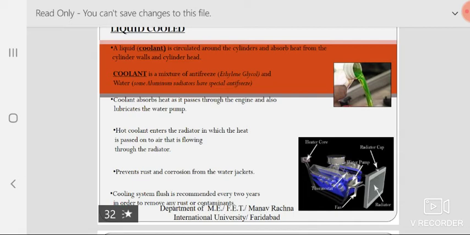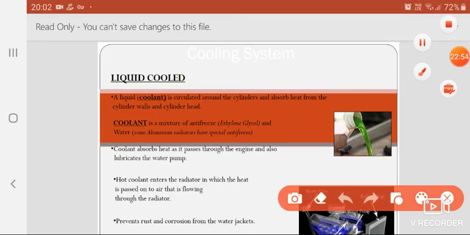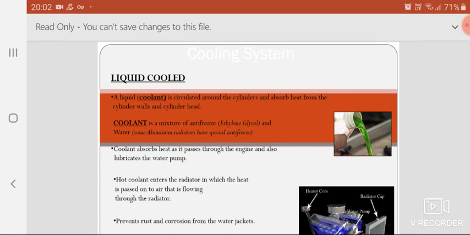Hot coolant enters the radiator, in which the heat is passed onto the air that is flowing through the radiator. You can see here in this diagram, this is the radiator. Through the radiator, air is continuously passed, and whenever the coolant comes into the radiator, it gets cooled by the air. It is just working as a heat exchanger. The radiator is a good heat exchanger, nothing else.